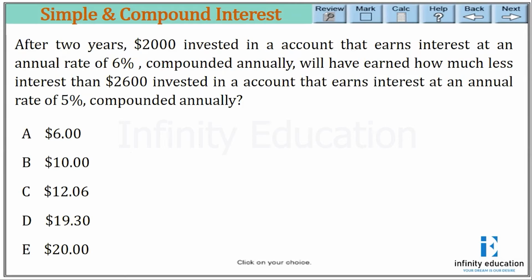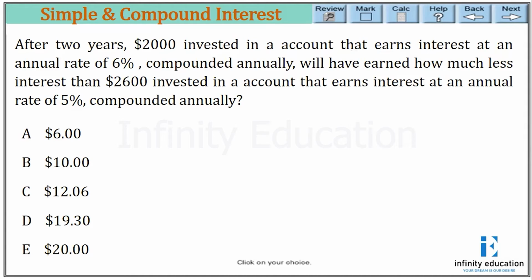After 2 years, $2,000 invested in an account that earns an annual rate of 6% compounded annually will have earned how much less interest than $2,600 in an account that earns interest at an annual rate of 5% compounded annually? You can see it is clearly mentioned compounded annually, so we have to use the alternative formula.